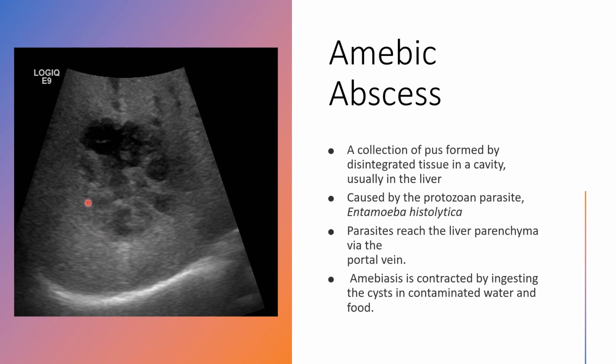We can see here, here's our nice abscess. The borders are a little fuzzy. All of this stuff in here, right, echogenic debris with some areas of liquid and necrosis. And they're reaching the parenchyma via the portal vein. So what happens is we ingest the cysts in either contaminated water or food, and then the amoebas are going to travel through the portal vein, through the bloodstream to the liver, and that's where they're going to settle.